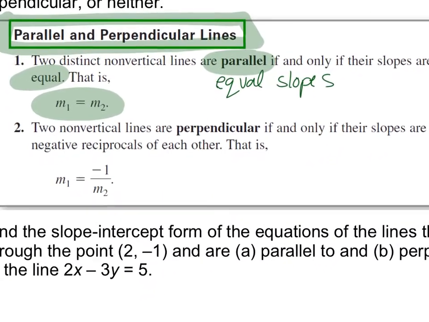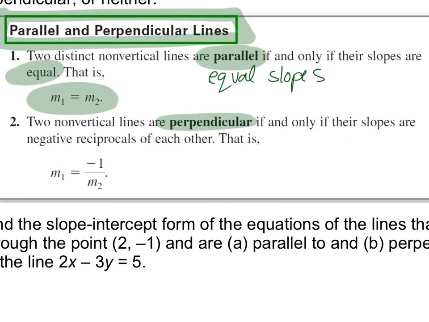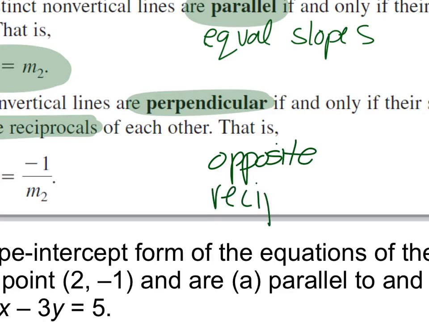And then perpendicular. See what they have as a definition from the book. Lines are perpendicular if and only if their slopes are negative reciprocals. Okay, we usually say opposite reciprocals. That might be the terminology that you're familiar with. It means the same thing. So opposite refers to one positive, one negative. Reciprocal refers to flipping the fraction.